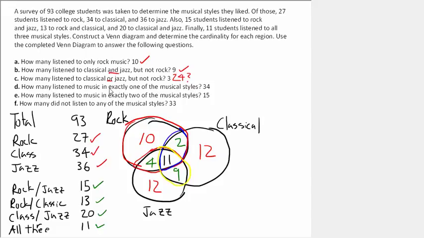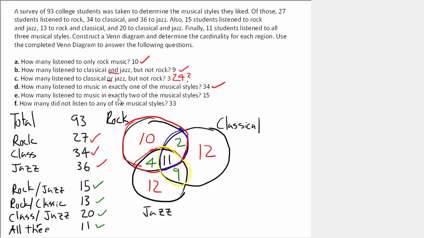How many listen to music in exactly one of the musical styles? Well, let's see. These people down in these intersections are listening to 2 or 3 types. We don't want those. We only want the people who are up in the big parts, listening to exactly just one of the musical styles. And how many are there? 12 and 12 is 24, and 10 is 34. We got that one right.